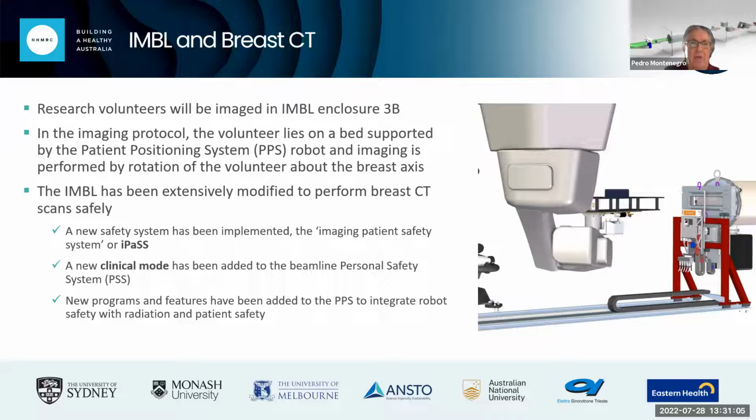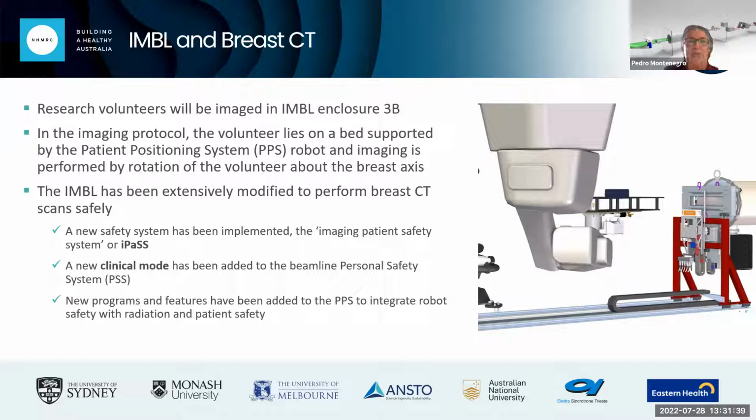So, as you know, the research volunteers will be imaged in our bunker, 3B, the concrete enclosure. The imaging protocol means that there's a bed attached to the robot, and then the patient lies prone on the bed, and we rotate at the appropriate speed, where the speed is defined by the comfort of the patient and the dose rate of the X-ray beam and the number of images that we want to collect to have a CT scan.